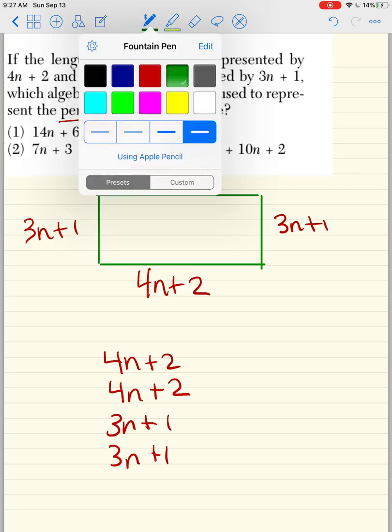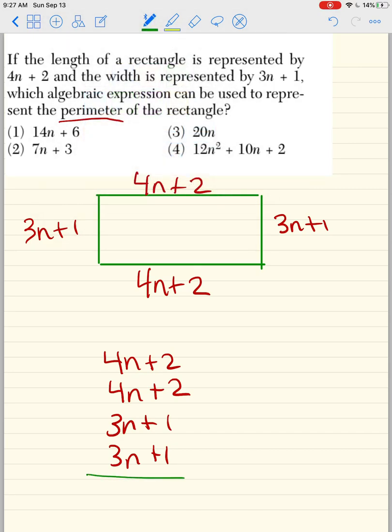Now some of you might say, isn't it easier just to multiply two sides and then just add them up? Sure it is, but this is an addition lesson, okay? So let's add this up. 4 and 4 makes 8, 8 and 3 makes 11, 11 and 3 makes 14, so that's 14n. 2 and 2 is 4, 1 and 1 makes another 2, so 4 plus 2 makes 6, and I'm going to choose choice 1, okay? Most likely, this one right here is the area, but we're going to talk about that in a later video.